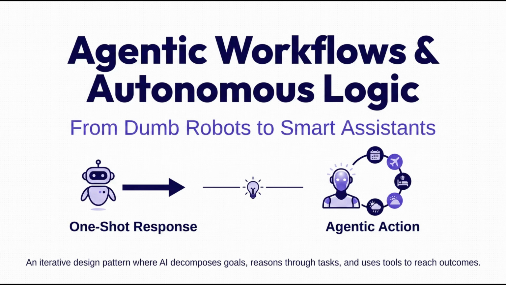Think about the old way we used AI. You would ask it to write an email and it would just spit out text. That is a one-shot process. But an agentic workflow is more like hiring a real person.